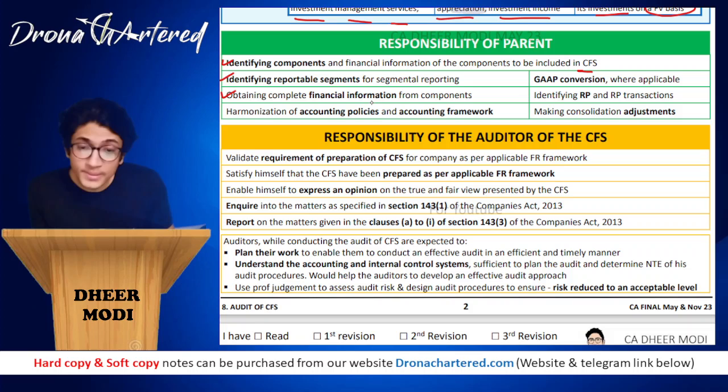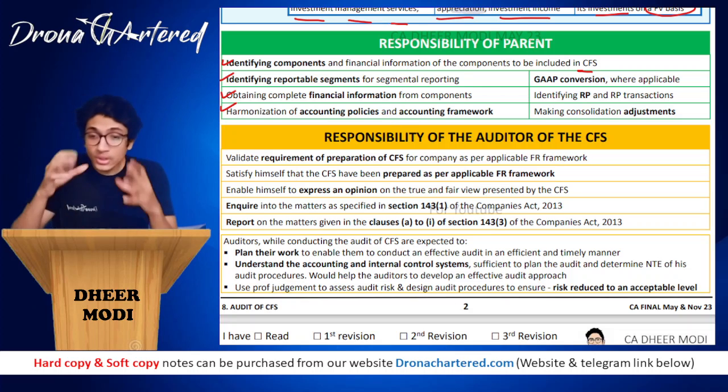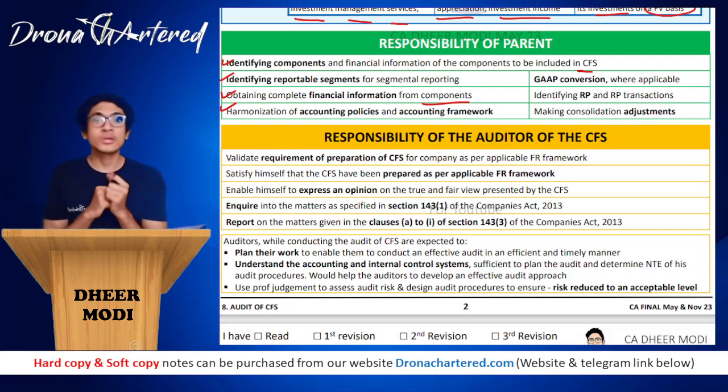Next, obtain complete financial information from components. This is the responsibility of the parent. They cannot say that my component did not give me proper information. Next is harmonization of accounting policies and accounting framework. Your other components might be using a different accounting policy or framework than you. If you just combine them as they are, it will not make sense because some financial statements use one accounting policy while yours use another.